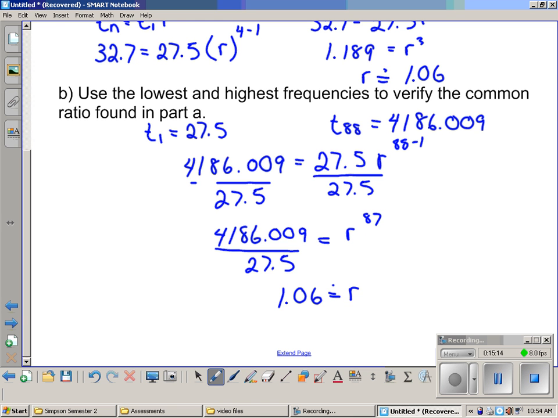The other way of doing this is to substitute this value into our Tn equation and solve for Tn. So we would have T1 is 27.5 times R, which we're saying is approximately equal to 1.06, to the n minus 1, n is 88 minus 1. And we should come close to the 4,186. It won't be exact because we've done some rounding in this calculation.